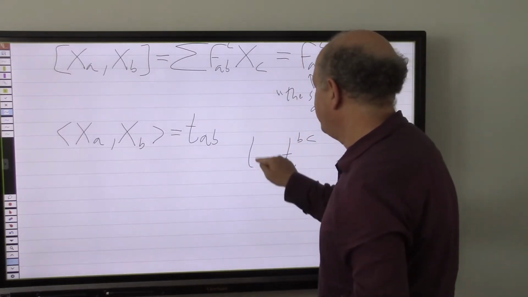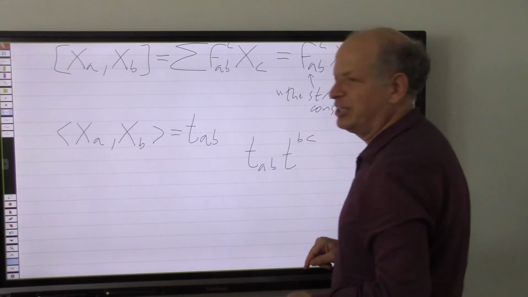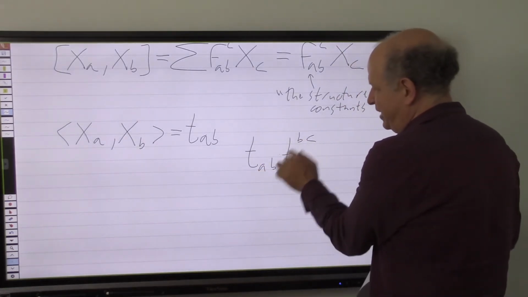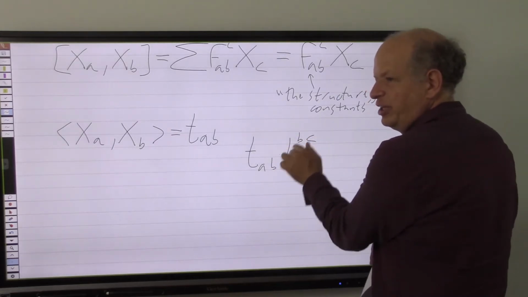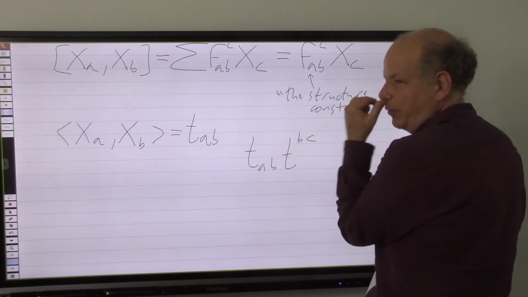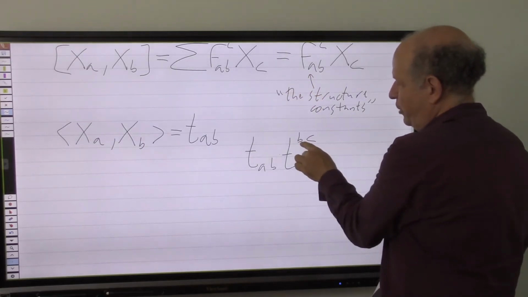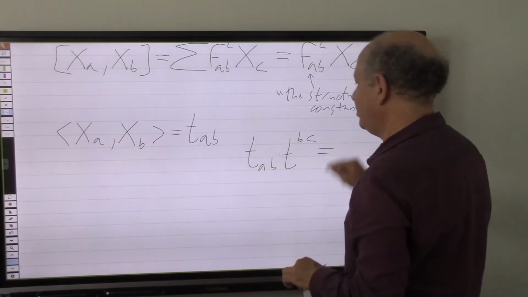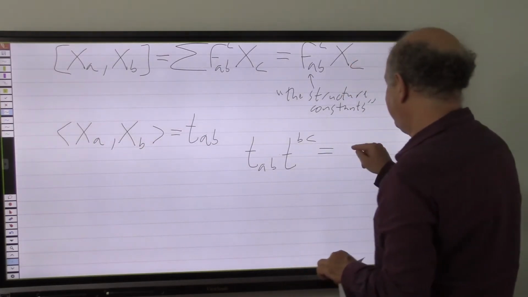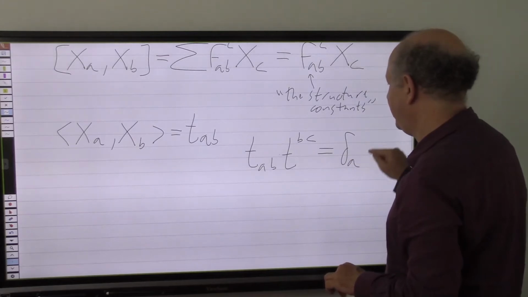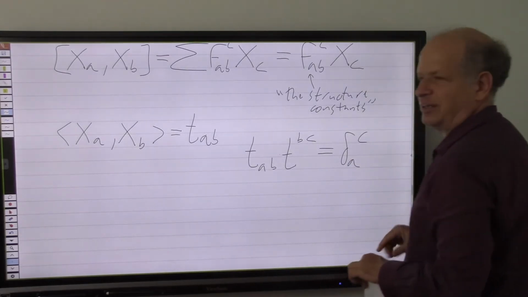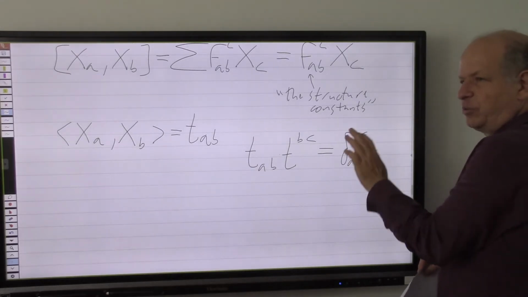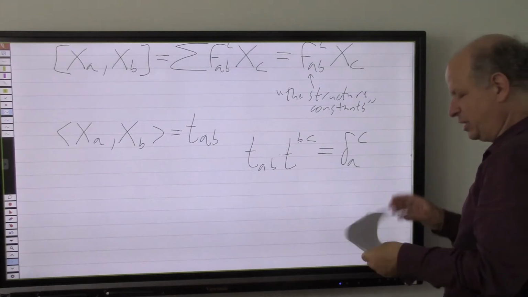It means that if I multiply the two matrices, well, what is matrix multiplication? You write T_AB and T^BC and you sum over one of the indices, and by the Einstein summation convention, this summation is automatic. So this should be the identity matrix, and the identity matrix is simply the matrix delta AC. This is the Kronecker delta symbol. Are you with me? Okay, good.